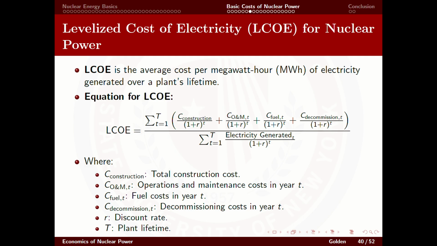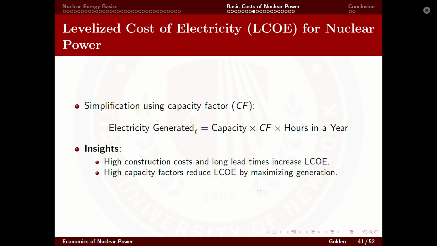You have LCOE equals the sum over all time periods of the cost of construction, which we calculated before, over the interest rate raised to the number of periods, plus the cost of operation and maintenance for each period, over the interest rate, plus the cost of fuel over the interest rate, plus the cost of decommissioning, which usually comes in later, over the interest rate. And then you divide this, because you're levelizing it, by the electricity generated divided by the interest rate, because you're discounting future electricity. So R is the discount rate or interest rate, and T is the plant lifetime.